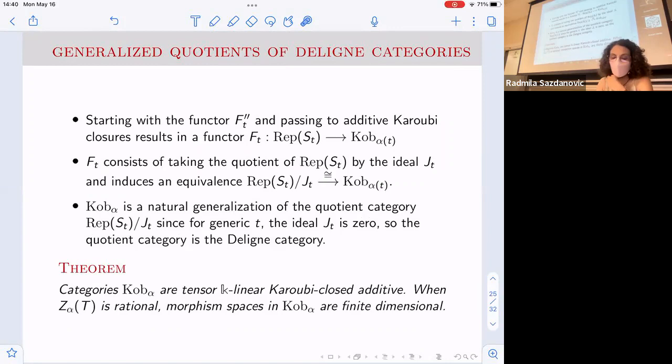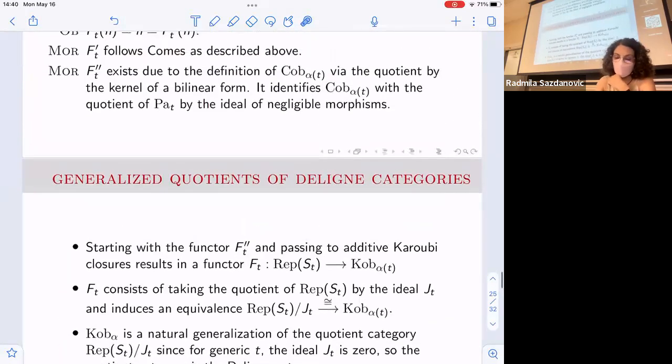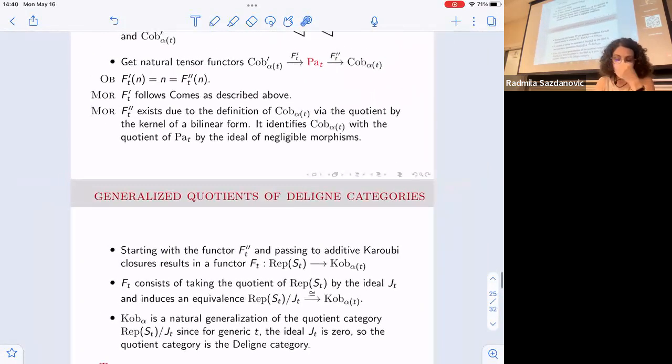So how do I get now a generalization? Can I still see this? So this is the partition category. How do I get the Deligne category? Well, I can start with this functor f double prime of T. And then again, this is the algebra part. You take the additive closure, you pass to the Karoubi envelope.